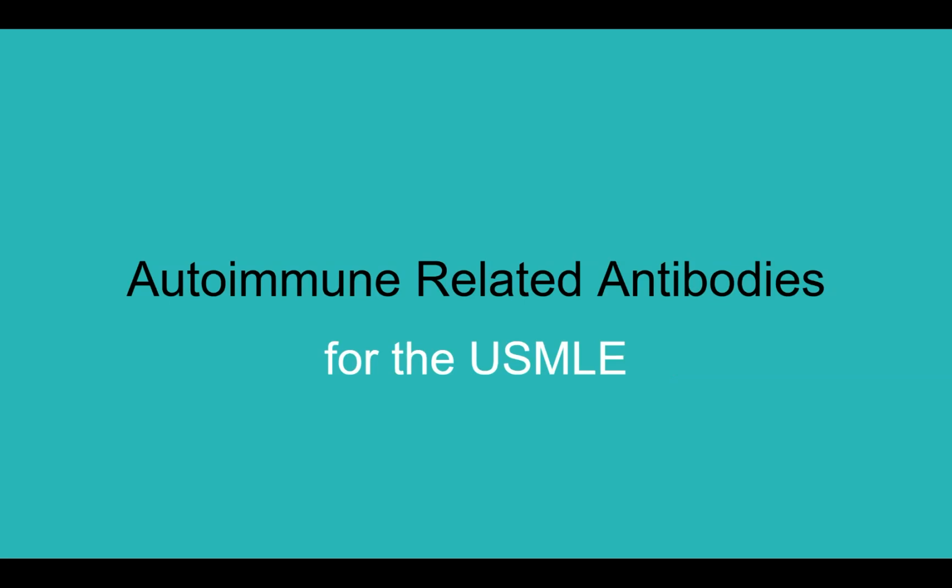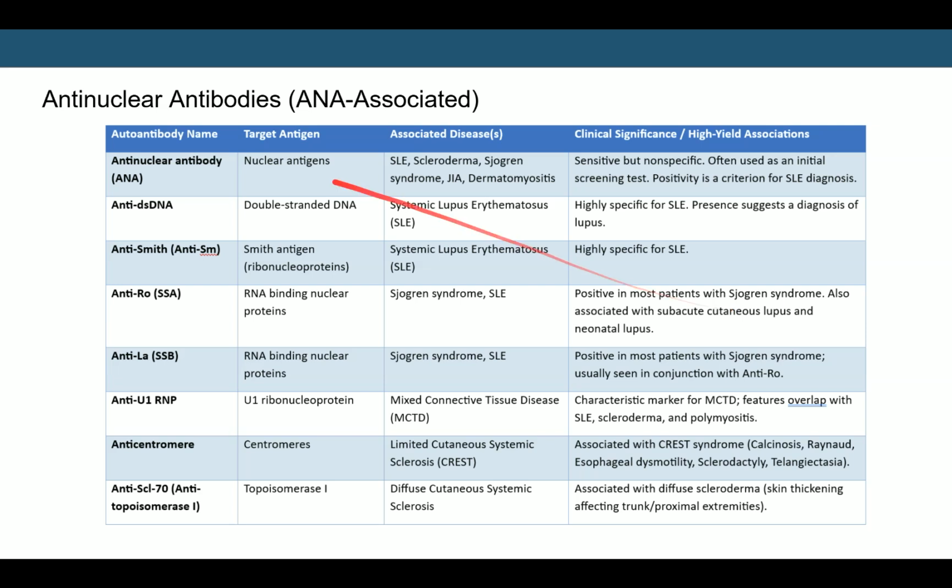Today I will give you an easy way to remember the autoimmune related antibodies for the USMLE. To get started with the anti-nuclear antibodies, which are the ANA associated antibodies, the first one is going to be the anti-nuclear antibody. This is the most common one. So the autoantibody name is going to be anti-nuclear antibody.